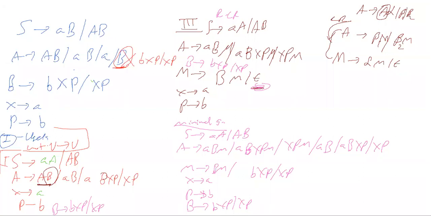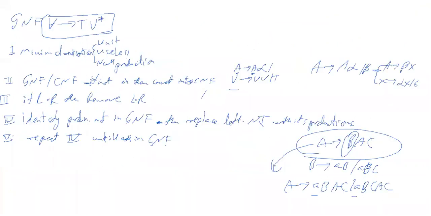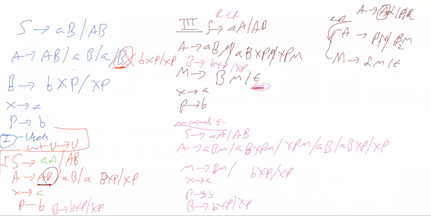What is the fourth step? After removal of the left recursion, all the grammar productions are either in GNF or in CNF. So what we need to do is identify the productions which are not in GNF. Then convert those, so that they will be either in GNF or CNF.